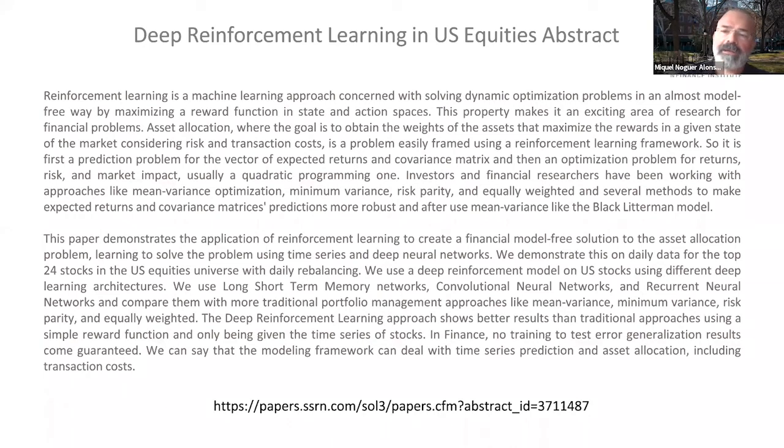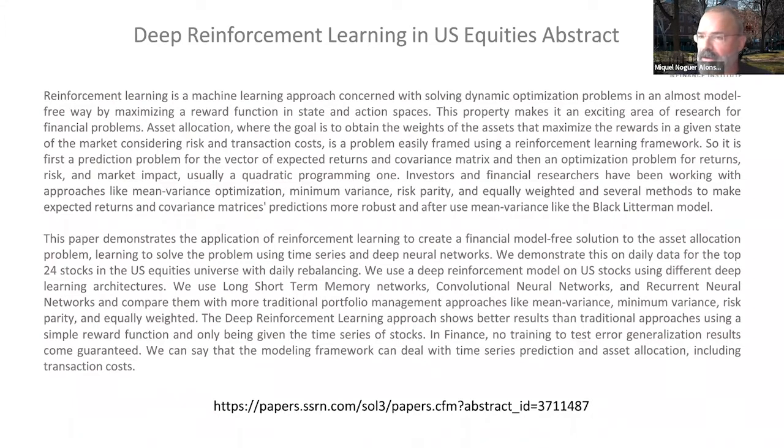In order to do that, we're going to be using long short term memory networks, convolutional neural networks, and vanilla recurrent neural networks. And we're going to compare the results of these agents that use these different neural network architectures with the more traditional approaches like mean variance optimization, minimum variance, risk parity, equally weighted, and so on.